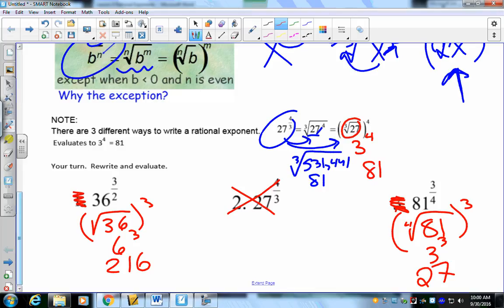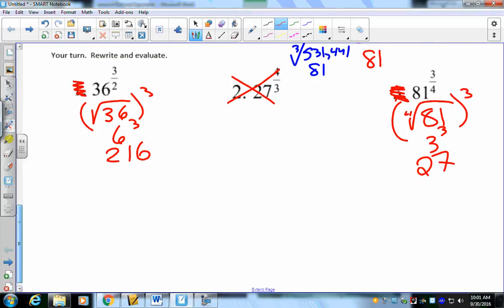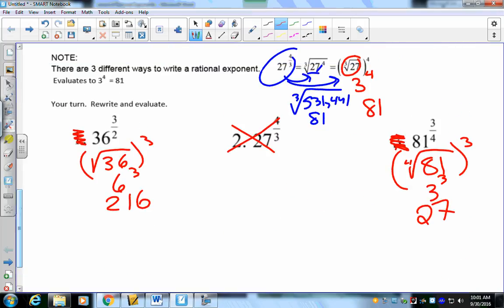All right, you can take a look at my work. In both of them, I took the root first to make my numbers more manageable and then raised them to the outside exponent. So I did the square root of 36 cubed, which got me 216. And then I did the 4th root of 81 cubed, which gave me 27. All right, so we're going to use this understanding to help us simplify some expressions now.